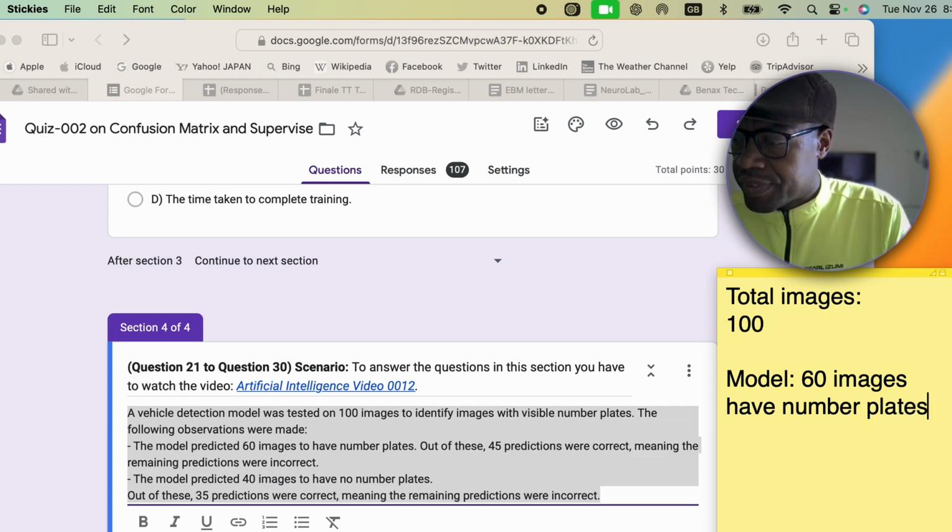But this turns out 45, according to the supervisor's judgment. 45 is correct, and of course 15 incorrect.